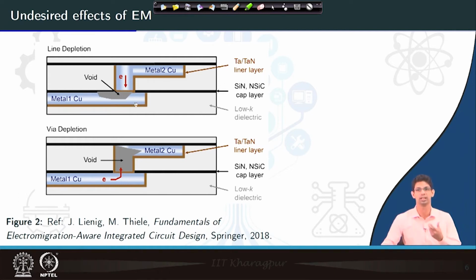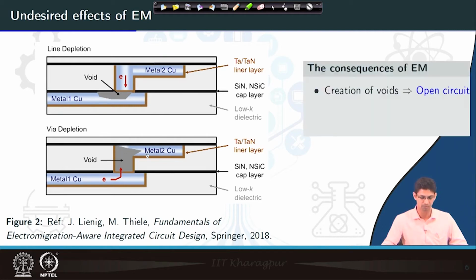It is not an instantaneous process. It is not like there is a conductor, you have applied an electric field, electrons flow and suddenly this void is created. This happens gradually over time. This is very similar to the erosion process. So, there is a void creation here. Then this is called the via depletion, where this is the via which connects interconnects at two different levels, and here a void is created in this via.